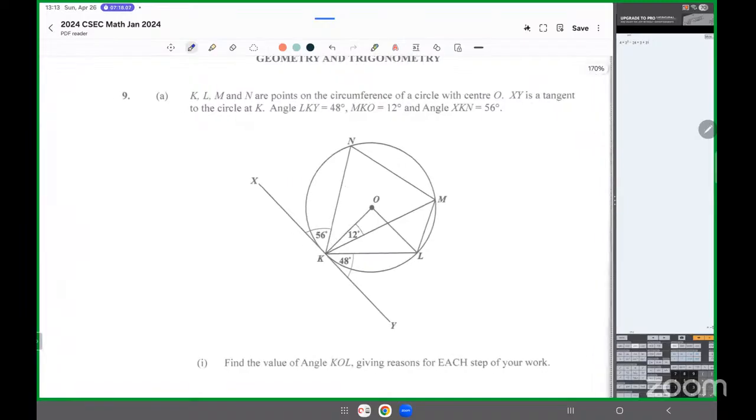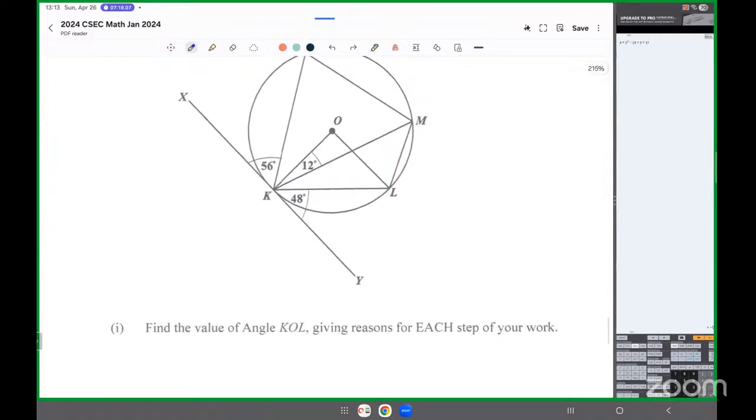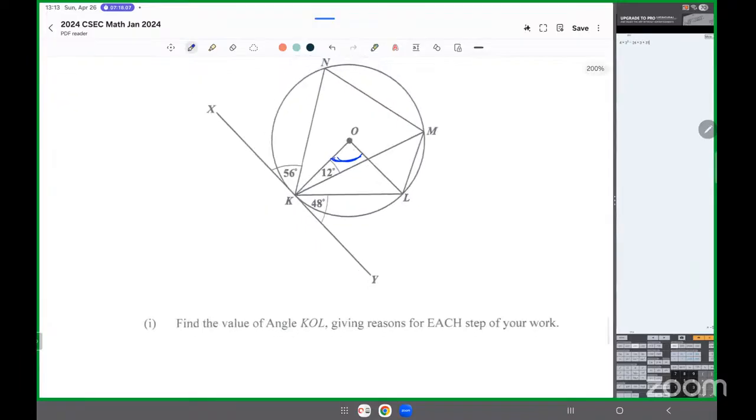Number 9 says K, L, M, and N are points on the circumference of a circle, center O. XY is a tangent to the circle at K. Angle LKY is 48 degrees over here, and angle MOK inside this is 12 degrees, and angle XKN is 56 over here. It says find the value of angle KOL, which is the angle right here, at the center.